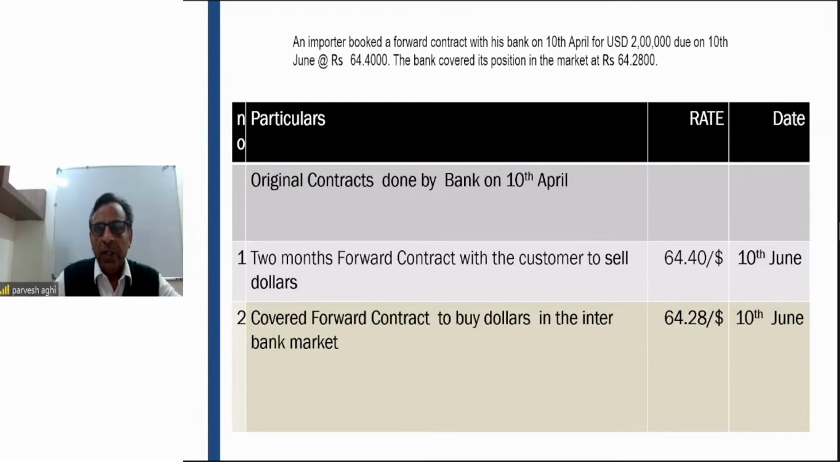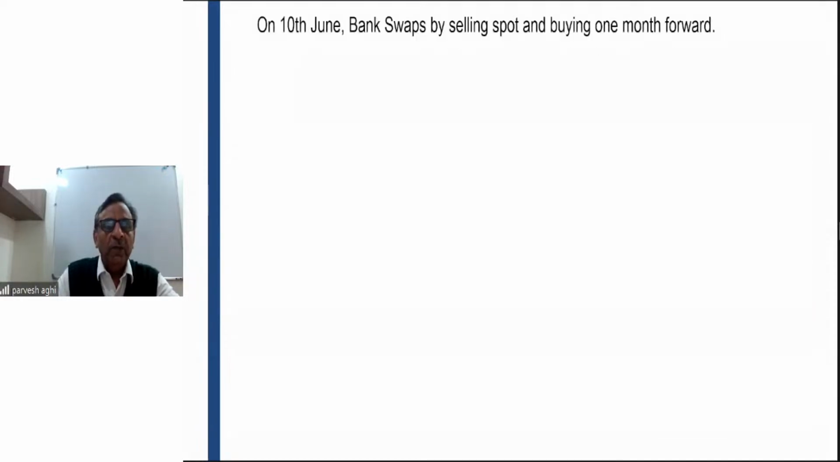Okay. So they said, okay, the rate will be 64.40. It's a forward contract maturing on 10th June. So they covered themselves in the forward market by buying these dollars from the forward market at 64.28, thereby making a profit of 0.21. That is the bank profit.